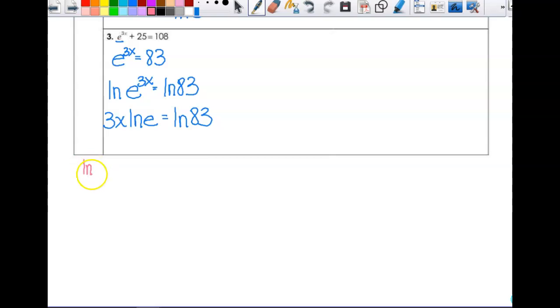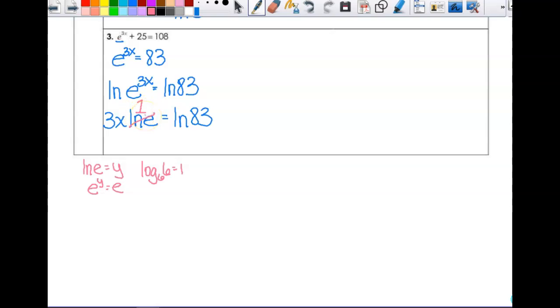If I said the natural log of e equals y, and I had to rewrite it in exponential form, what's the base of this log? E. So this would be e to the y power equals e. So what would y have to be for this to make sense? 1. If the base and the argument are the same, like log base 6 of 6 is 1, log base e of e is 1. So this is just 1.